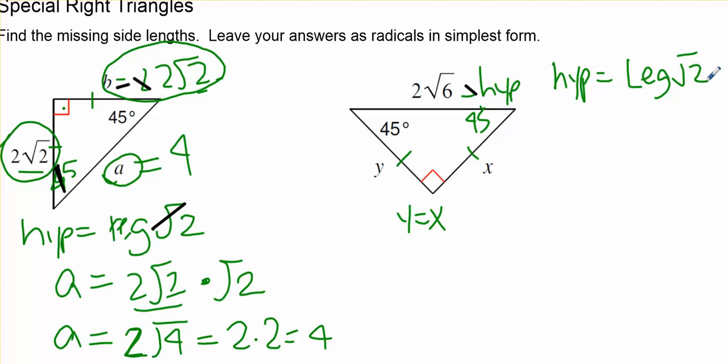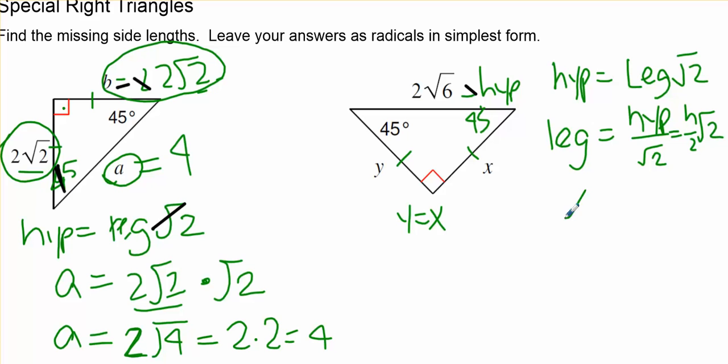So it's going to be the leg equals the hypotenuse divided by the square root of 2. And that's the one we had to rationalize. So it simplifies out to the hypotenuse over 2 times the square root of 2. So using the pattern and not having to do any real math, we can just say the leg equals, we can substitute in now, x equals half of the hypotenuse, so 2 times the square root of 6 divided by 2, and then times the square root of 2.